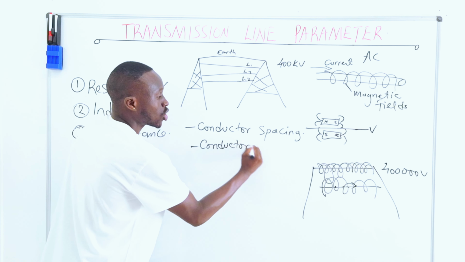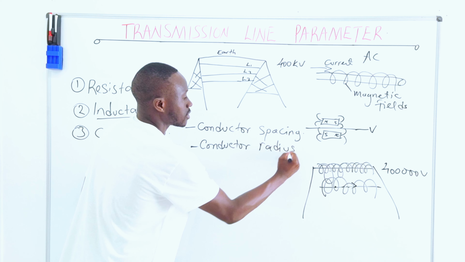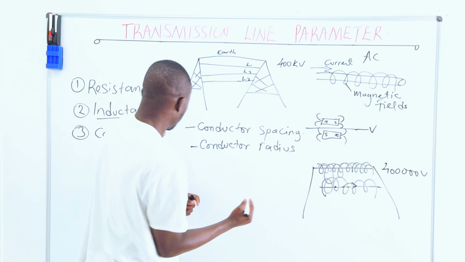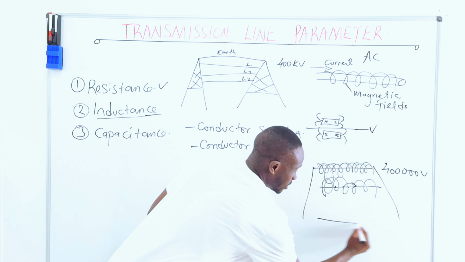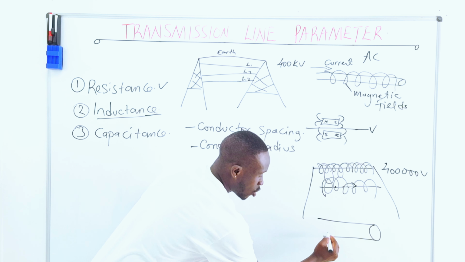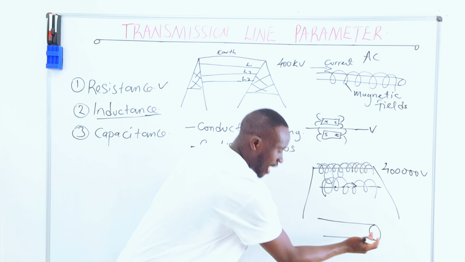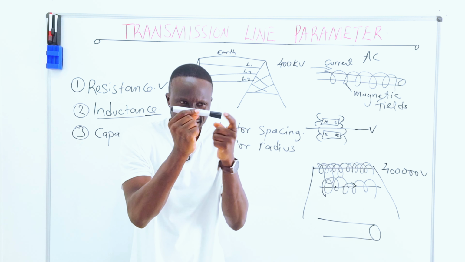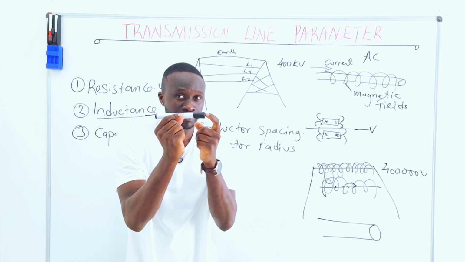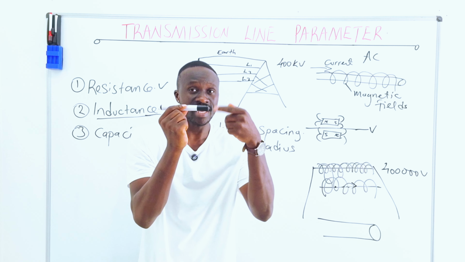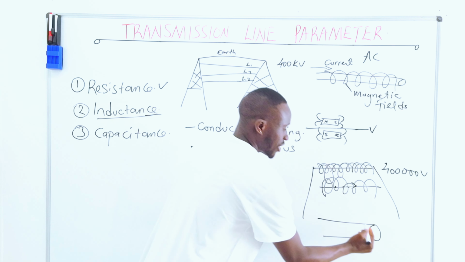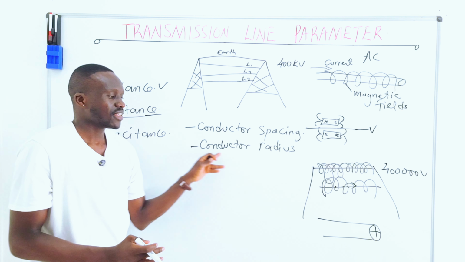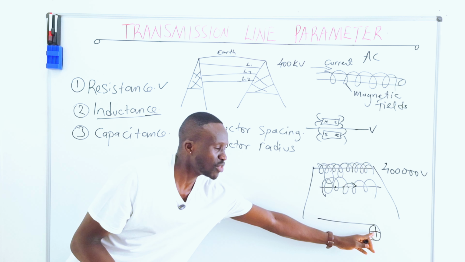Conductor radius. I mean the radius, the cross-sectional area of the conductor. As I told you, this is the conductor. If this is a wire, at its end is the cross-sectional area or the radius. It is a bit like a circle like this. Now, this is the radius, the cross-section. Now, it depends on the conductor radius.